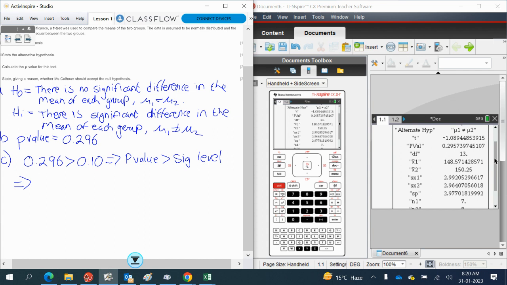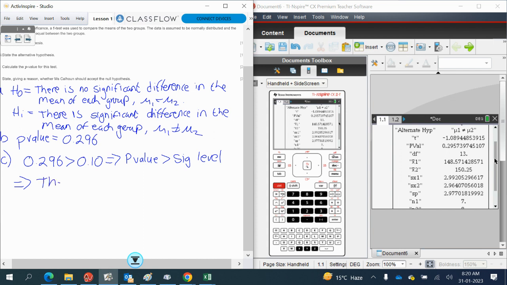So always it is the null hypothesis that is being rejected. We're never accepting the alternate hypothesis. We're just rejecting or not rejecting. Now, which one you choose: if the p-value is greater than the significance level, there is insufficient evidence to reject. If the p-value is less than the significance level, there is sufficient evidence to reject.